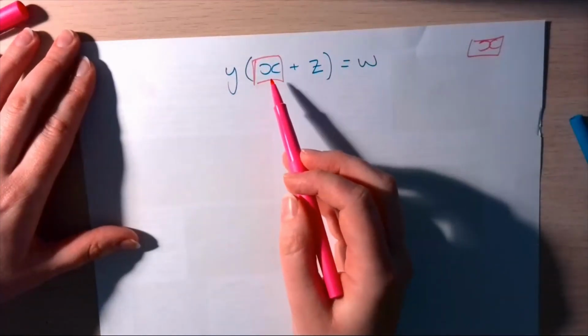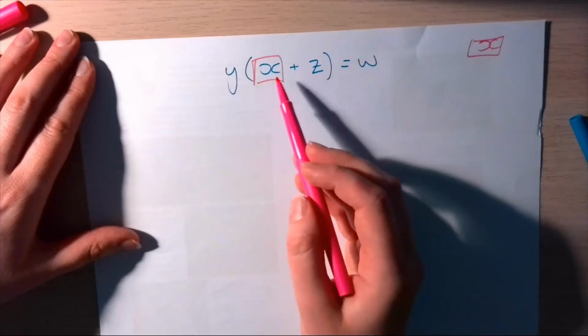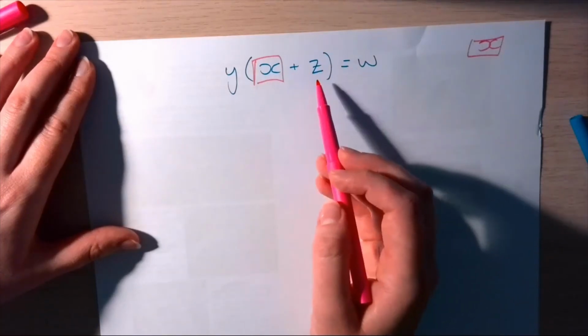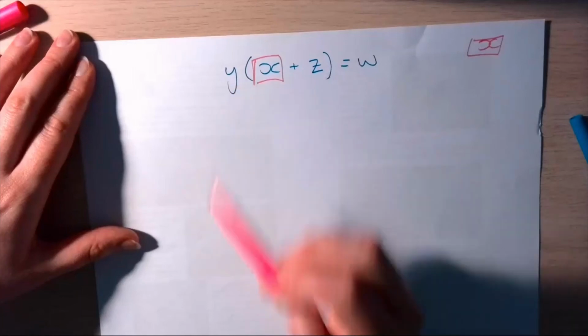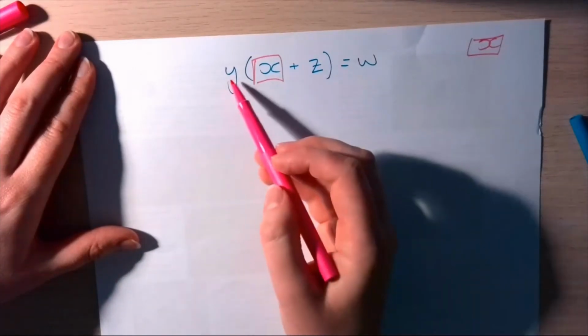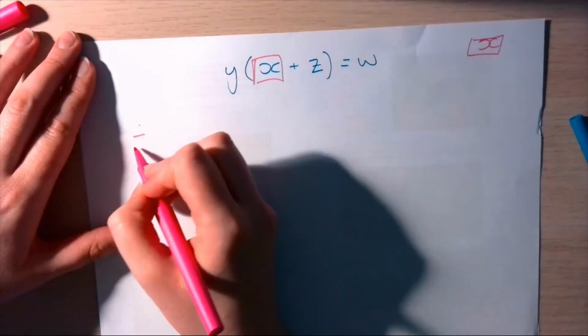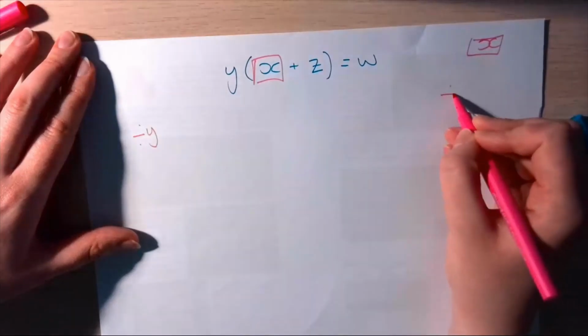We've got x, and we're adding z, because we have to do the add z first because of the brackets. X add z, and then all of that is being multiplied by y. So the first thing we've got to do is to undo this multiplying by y. So we divide by y. Divide by y on both sides.